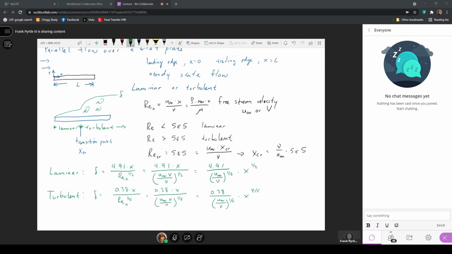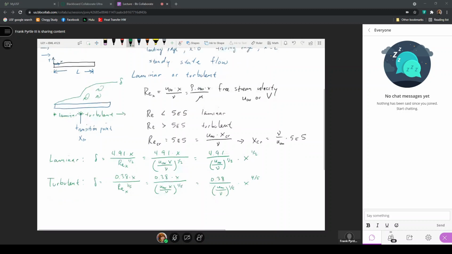So the rate at which the boundary layer thickness grows once we get to the turbulent flow condition is a higher rate of growth with x because it's raised to the 4/5 power rather than to the 1/2 power. So just by substituting in the expression for the Reynolds number, we can see the functional dependence of the boundary layer thickness, whether it's a laminar or a turbulent condition, and see what that exponent is that is actually on the x there.